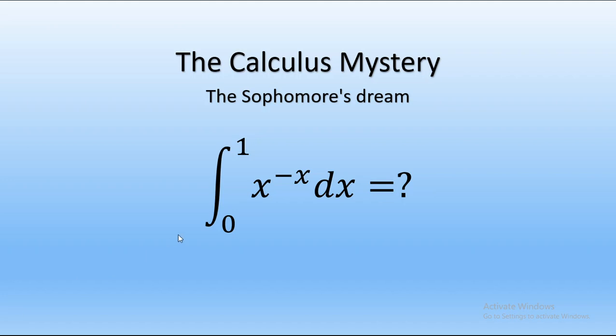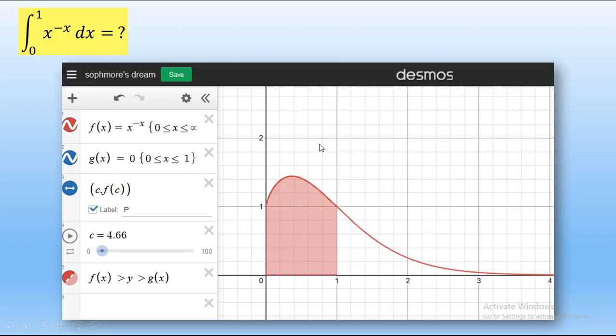In this integral we have to integrate from 0 to 1 x raised to the power minus x dx. If we plot this function x raised to the power minus x in Desmos, we see this graph, and we have to find the area under the curve between 0 and 1, this shaded region, since integration is basically finding areas, as we all know. So we have to find this area.